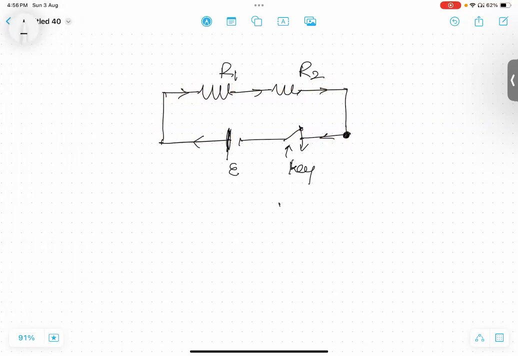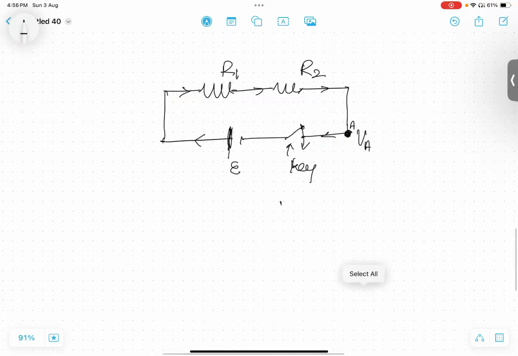Okay. So I will take a point in the loop. I will say that this point has potential VA. This point is A. Whatever the potential of this point is doesn't matter, whatever you assume. You can assume it as zero as well. It will be proved in a couple of minutes that it doesn't matter what you assume the potential at A. So I will assume the potential at A is VA.